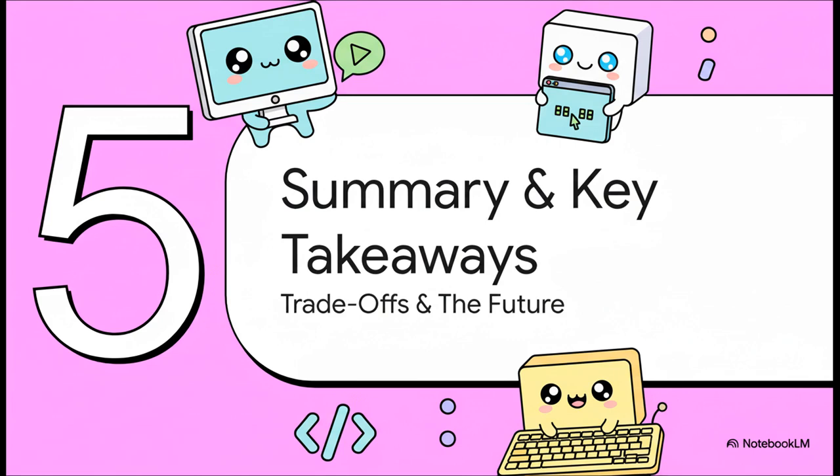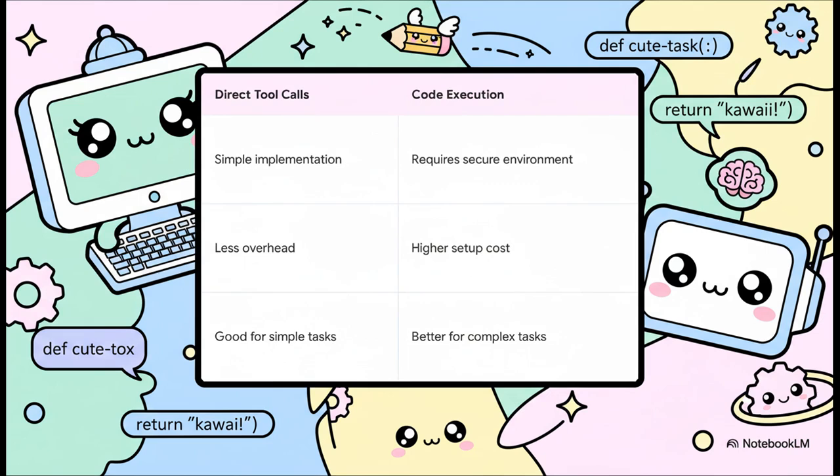This method is incredibly powerful, but like with any really advanced tech, there are some important trade-offs you have to think about. So on one hand, yeah, the old way with direct tool calls is simpler to set up and it's fine for basic tasks. But for anything complex, code execution is the clear winner. Now, it's not a free lunch. Letting an AI run code means you absolutely need a secure, sandboxed environment to keep things safe. So there's a bit more setup and security planning involved up front.